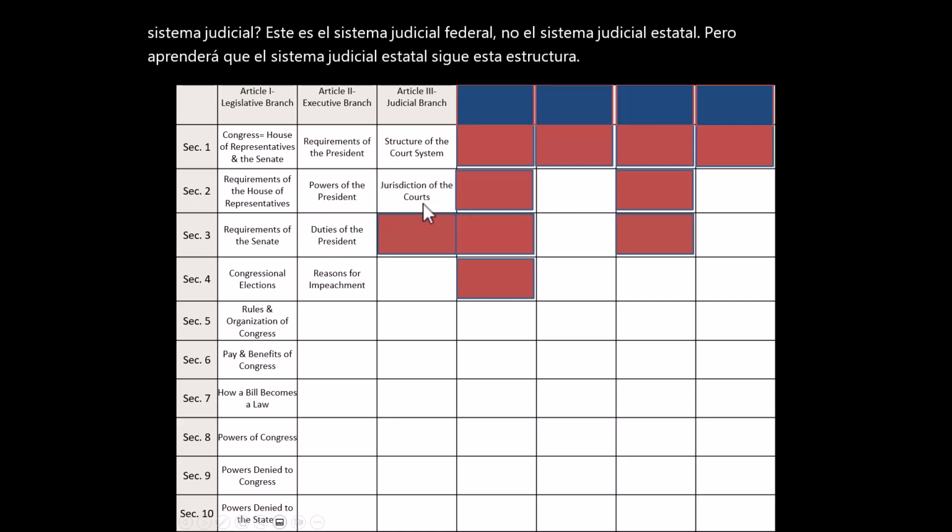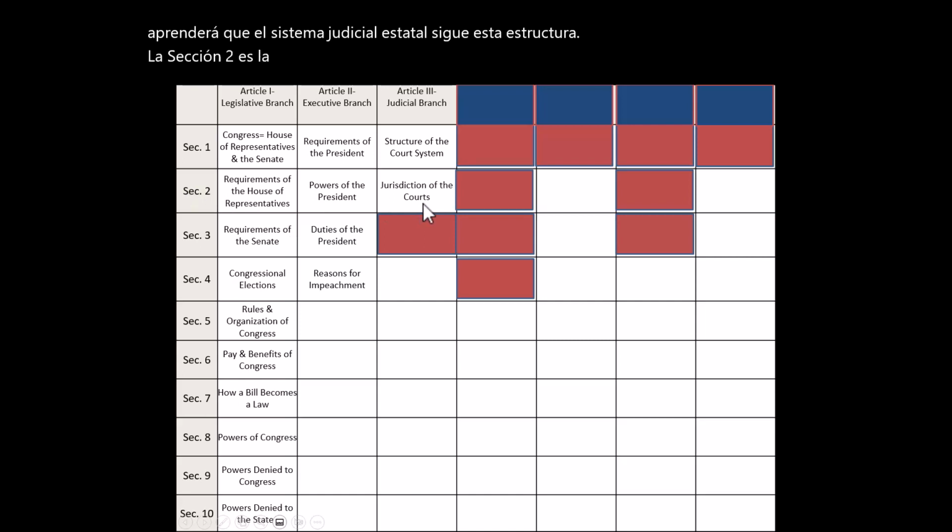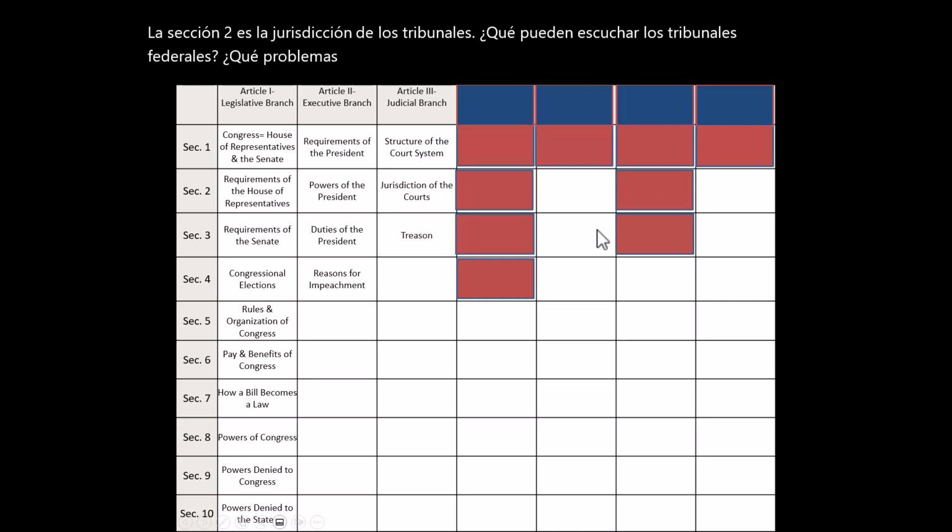Section 2 is the jurisdiction of the courts. What can the federal courts listen to? What problems can they deal with? And Section 3 is all about treason.